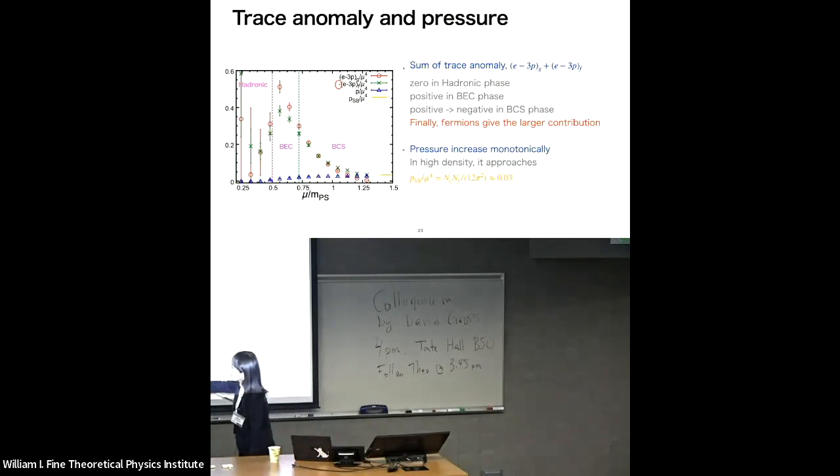And in the BCS phase, the red data is at first larger than the green one. However, eventually the green data is larger than the red data. So the trace anomaly in the BCS phase changes from positive to negative. And it is natural because at high density, the fermion degrees of freedom get larger and larger, so the fermion contribution is also large. And the blue data is the pressure. This is a monotonically increasing function, and it approaches this value, the value in the Stefan-Boltzmann limit, which is analytically obtained.